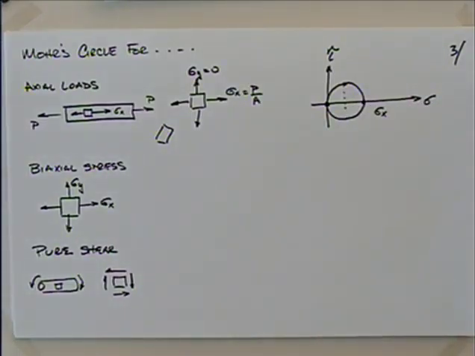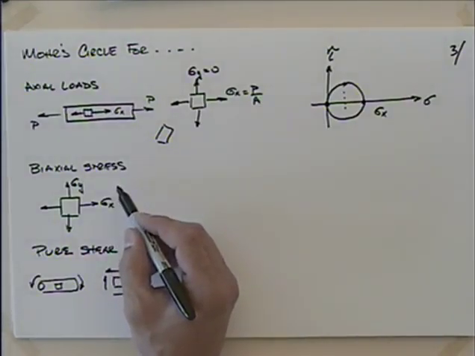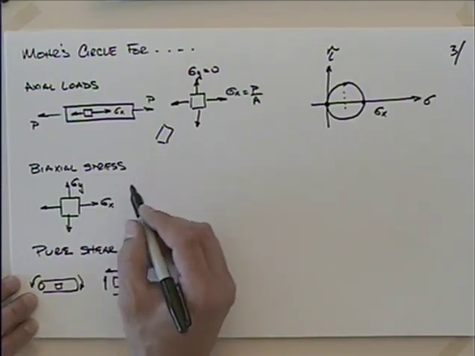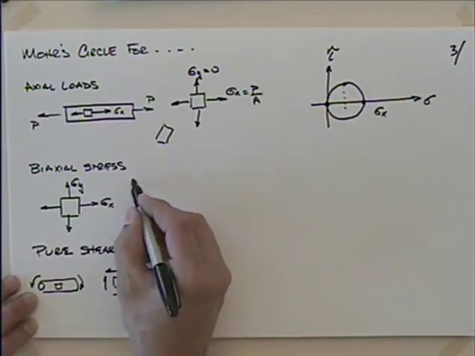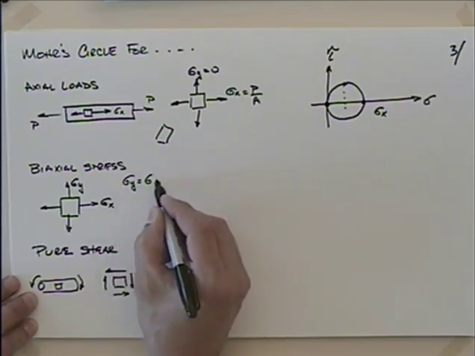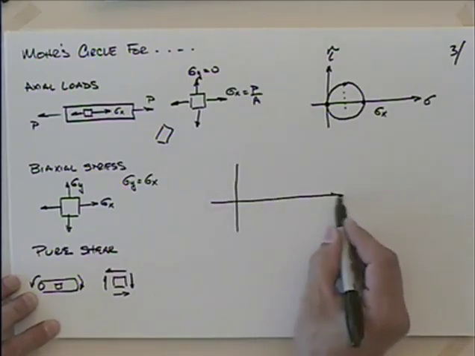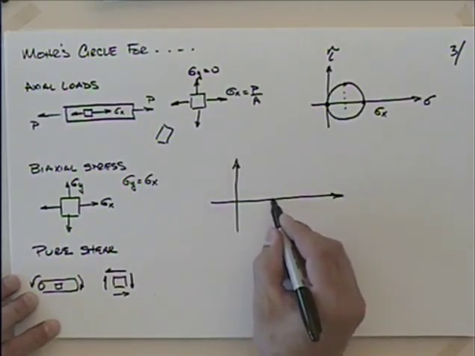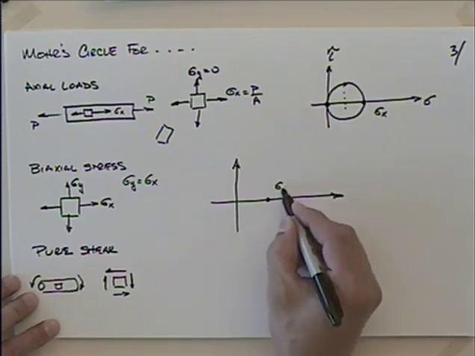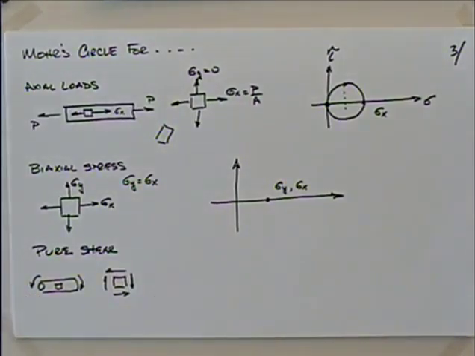Then biaxial stress, a good example might be on a cylindrical pressure vessel, or there's other ways that you can come up with biaxial stress. But let's say in this case that sigma y is equal to sigma x. What's that going to look like on Mohr's circle? That's kind of an interesting one. We end up with a circle of radius 0. So there's sigma y and sigma x at that point.